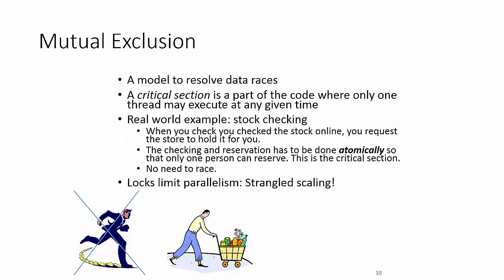So mutual exclusion is the model to resolve data races. That's sort of the standard model, which is not always the best for high performance, but it's a working model. A critical section is a part of the code where only one thread may execute at any given time. So the threads have mutual exclusion access to the critical section.